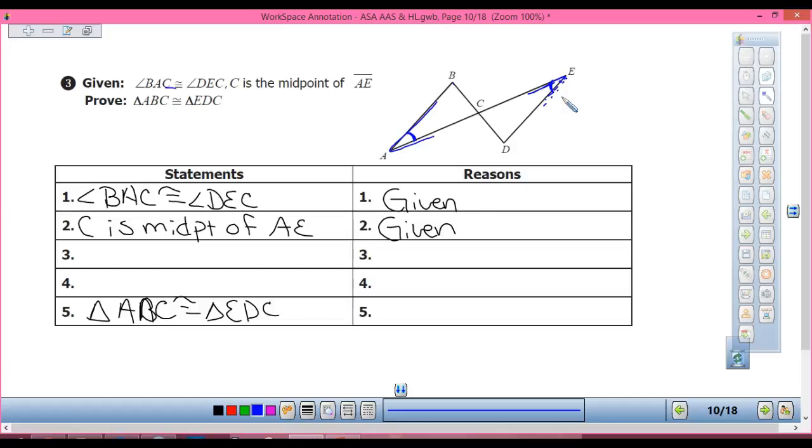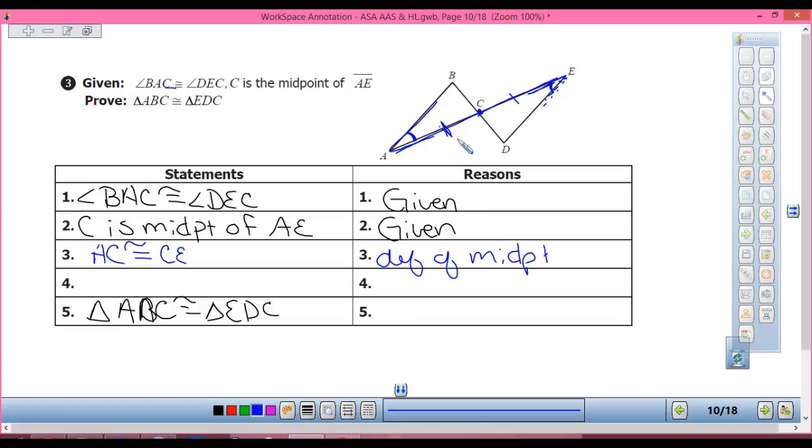And then it says C is the midpoint of AE. So C is the midpoint of AE. How many lines does that create? Two congruent lines. What are my two congruent lines? AC is congruent to CE because of a midpoint. Alright, so I'm going to mark that guy and I'm going to mark that guy.